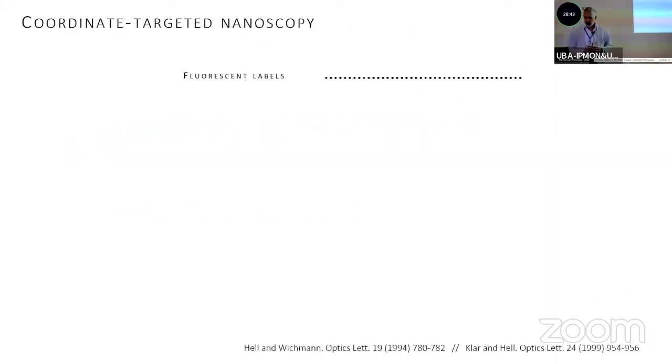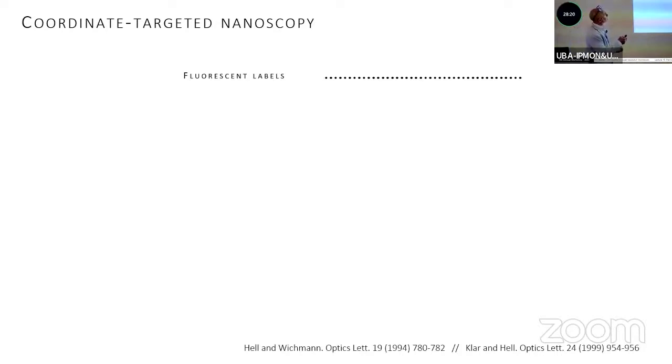The first way of doing it is called coordinate targeted. Why? Because we will decide with our illumination where and when molecules are able to emit fluorescence or are not able to emit fluorescence. When and where we switch molecules on and off. And we will do that with light.